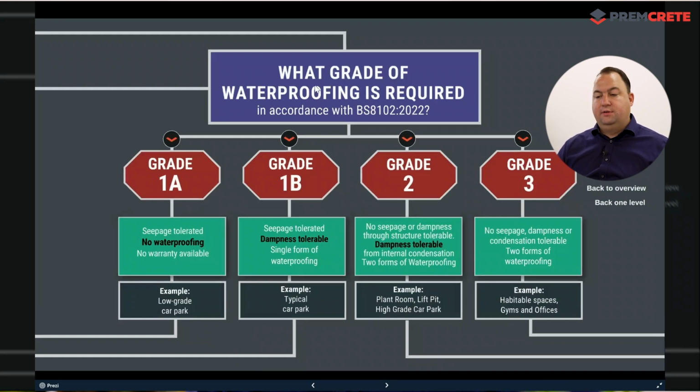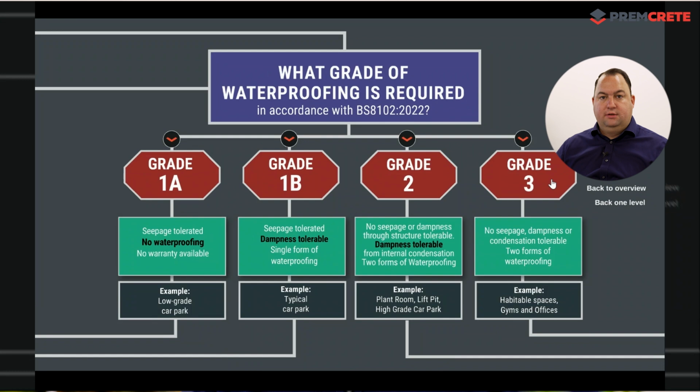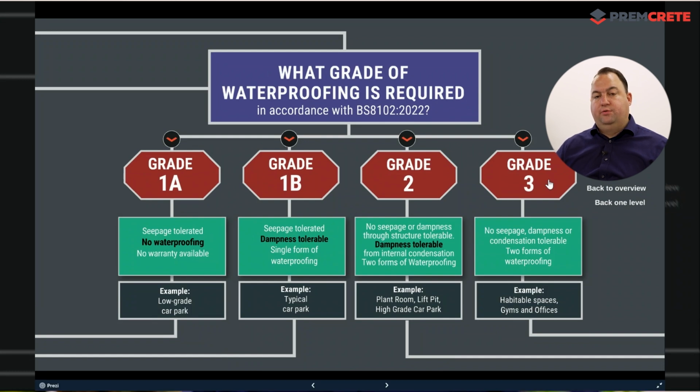So the next set of questions here is, what grade of waterproofing is required, in accordance with BS 8102 2022. We've laid out the 4 grades of waterproofing. We've given you a little bit of a description, some typical examples of the spaces where you'd find these grades, just to help guide you as to which grade to select. It is important that if you're unsure about the grades, you either refer to us for advice or go back to the client and ask for clarification on what grade they might require, given the descriptions you can see here. So let's just say we're going to go for a grade 3.